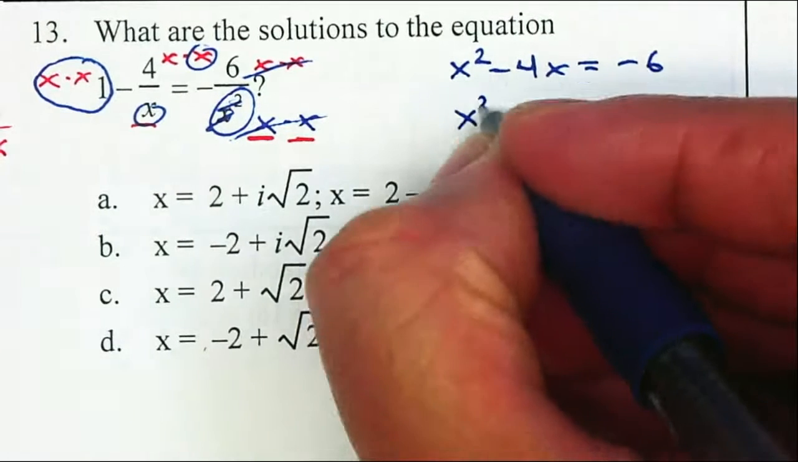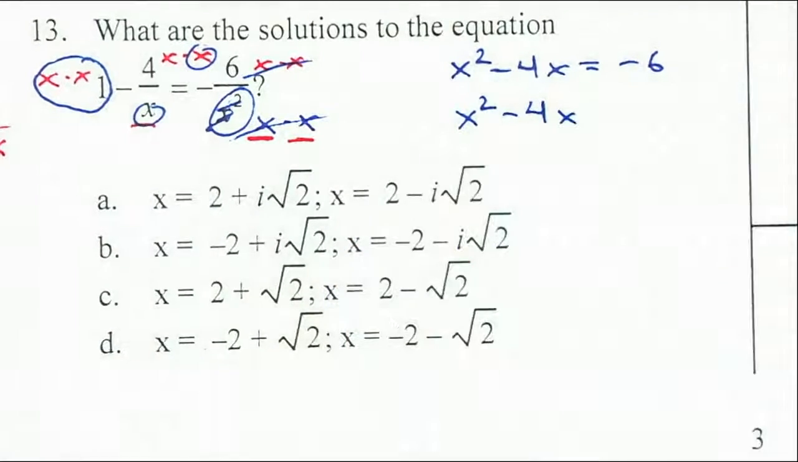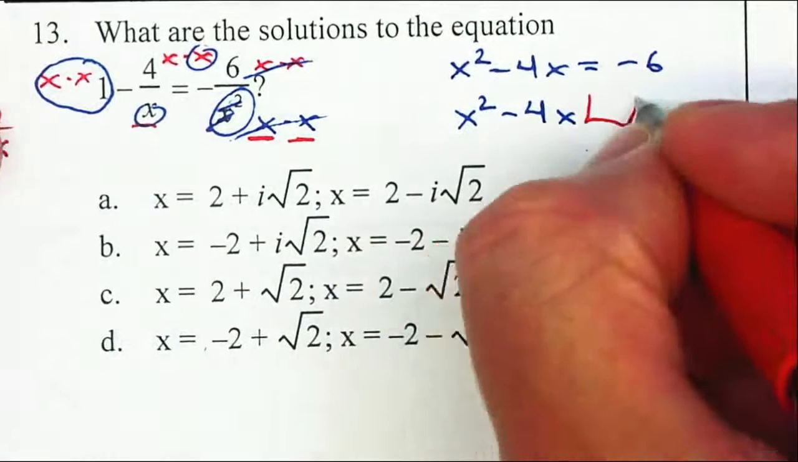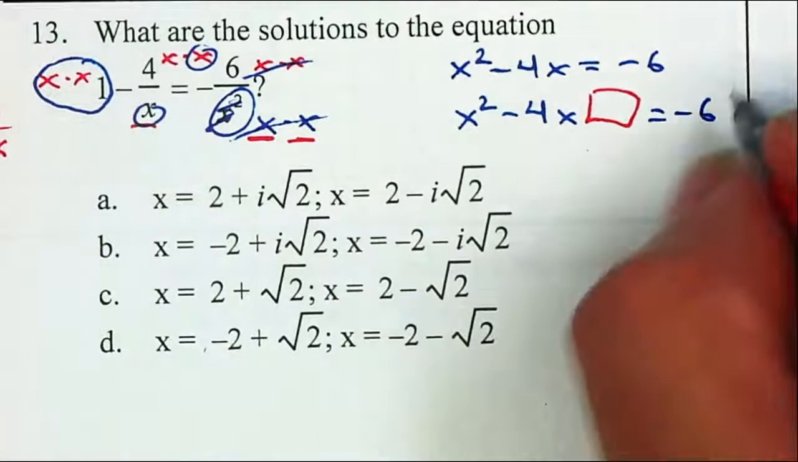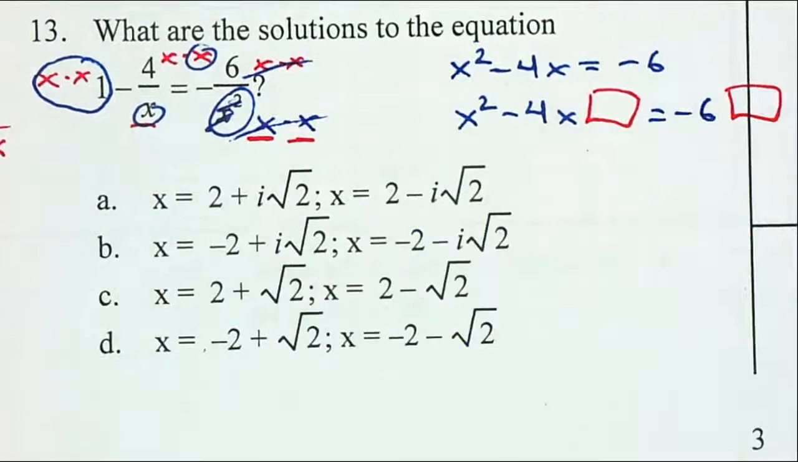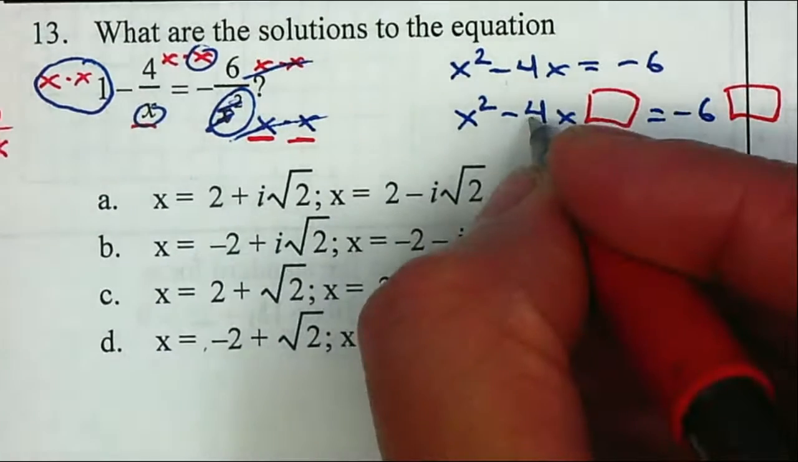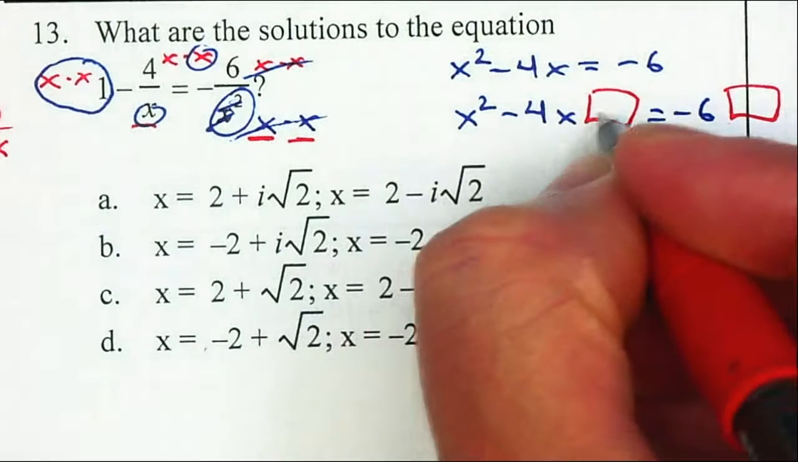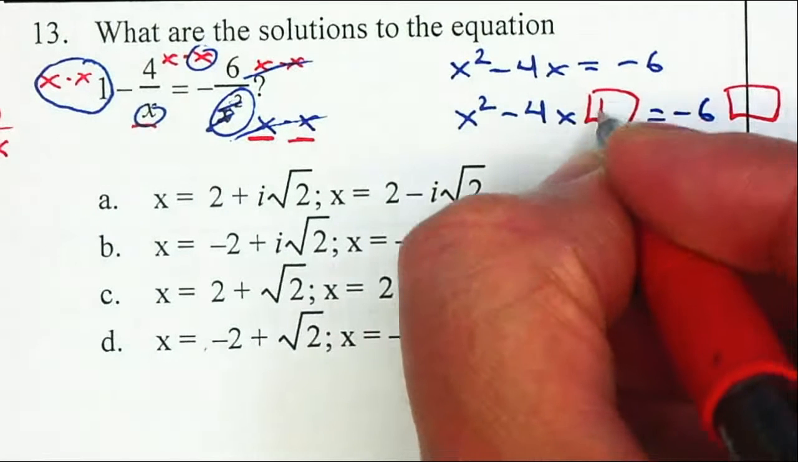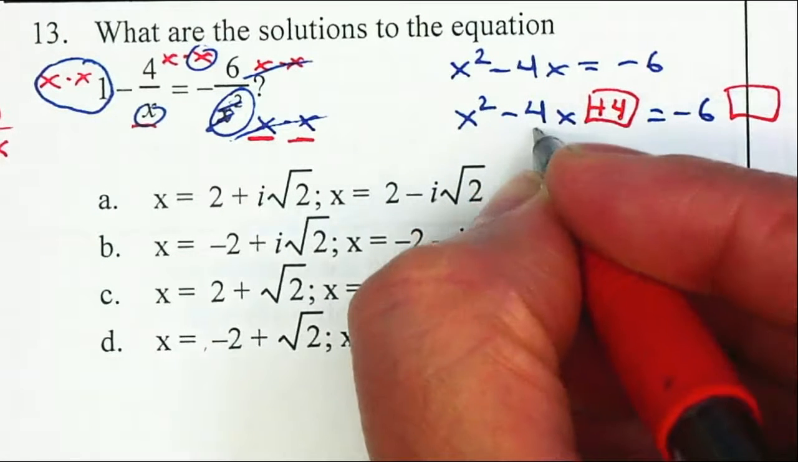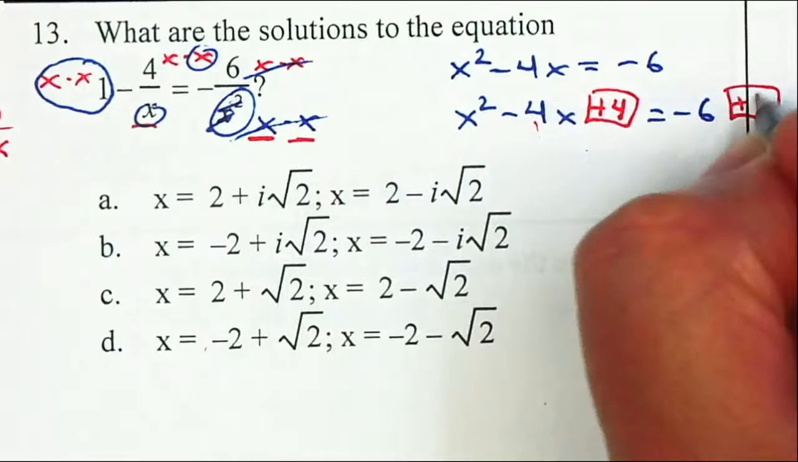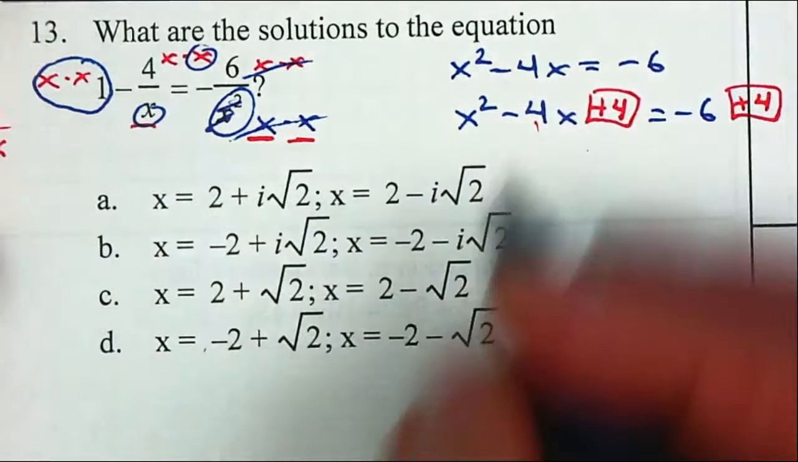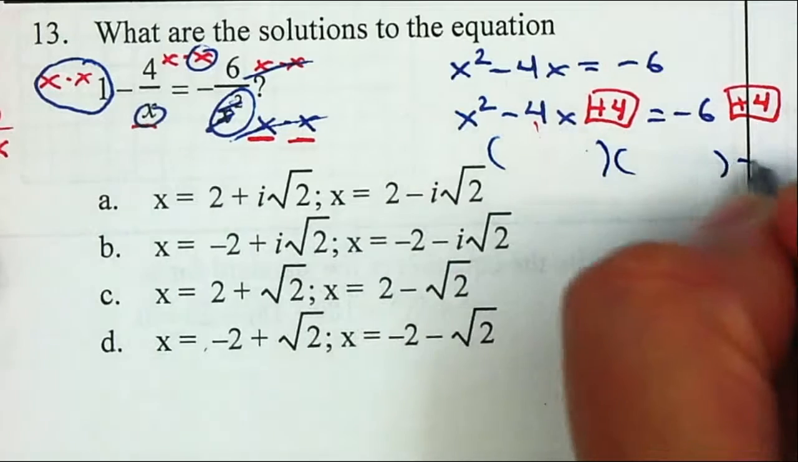I'm going to rewrite it, but I'm going to leave some space to complete the square. Equal to negative 6, and what I do on one side, I need to do to the other side. Half of negative 4 is negative 2. Squared gives me a positive 4. Remember, you just take half and then square it. And what I do on one side, I need to do to the other side.